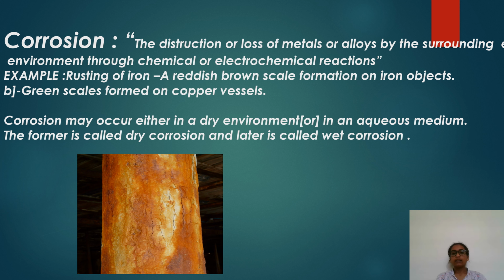Corrosion is nothing but the destruction or loss of metals or alloys by the surrounding environment through chemical or electrochemical reactions. For example, rusting of iron, a reddish brown scale on iron objects, green scales formed on copper vessels. Corrosion may occur either in a dry environment or in an aqueous medium. The former is called dry corrosion and the latter is called wet corrosion.